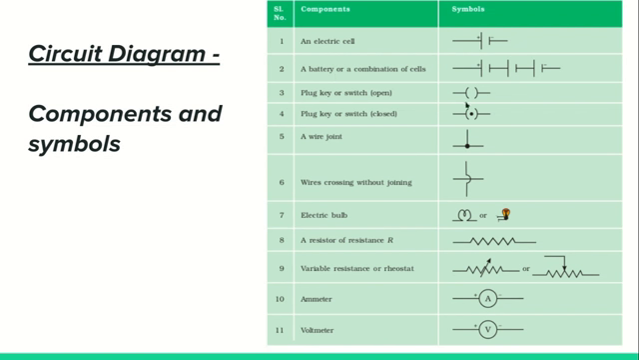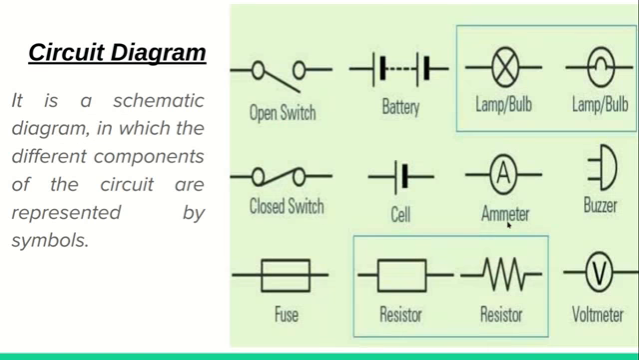If you take a combination of these cells, you call it a battery. This symbol is used to represent an open switch or a plug key. Open switch means the off position in a circuit, and this is the on position of a circuit. A wire that is joined is represented using this symbol, whereas a wire that is not joined with another wire is represented with this symbol. Bulb is represented in this way, as well as here you can see the lamp or bulb is represented in this way.